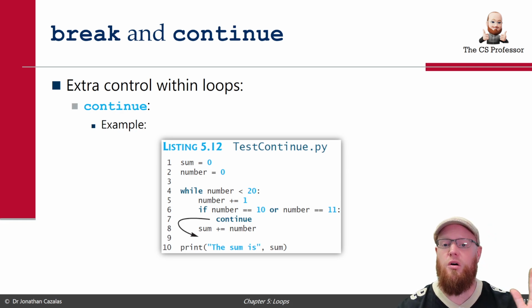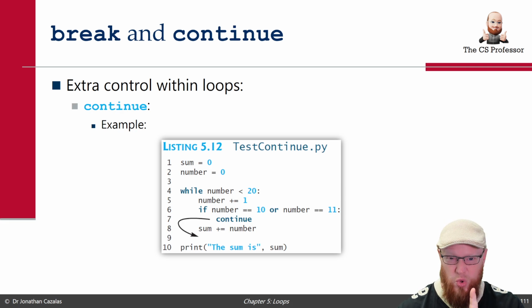We're going to sum all the numbers from 1 through 20, but not counting 20, so really 1 through 19, with one condition. If number is 10 or if number is 11, we don't sum it. Notice it says continue. So think about that.